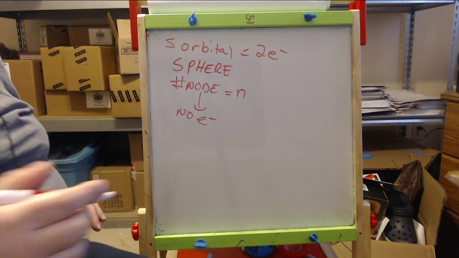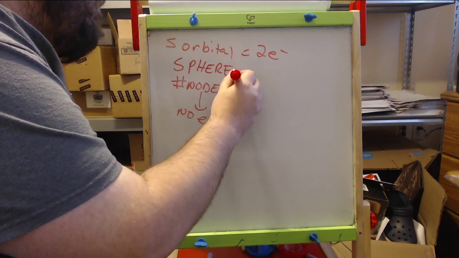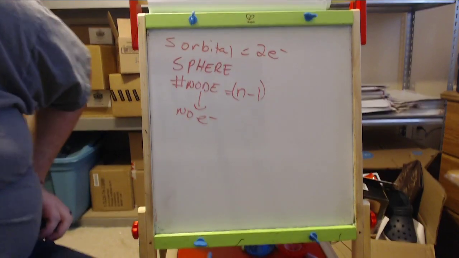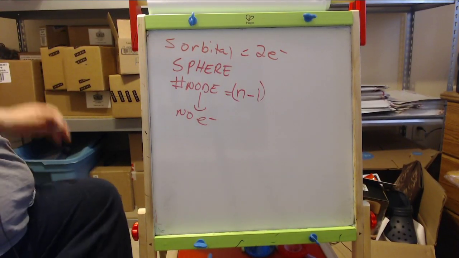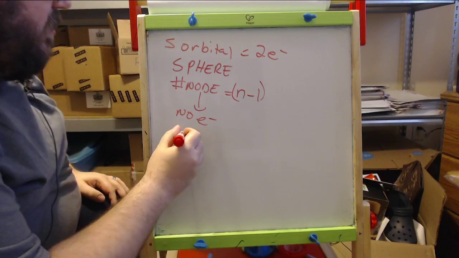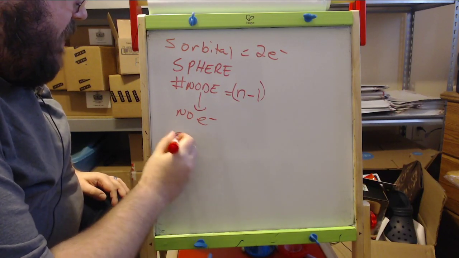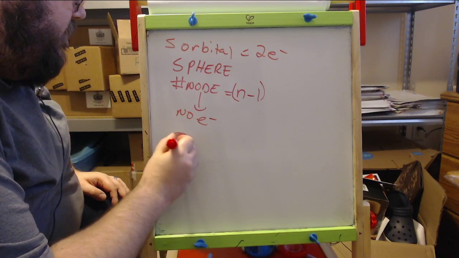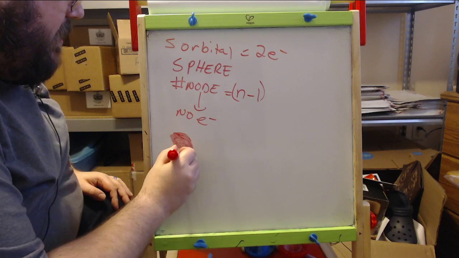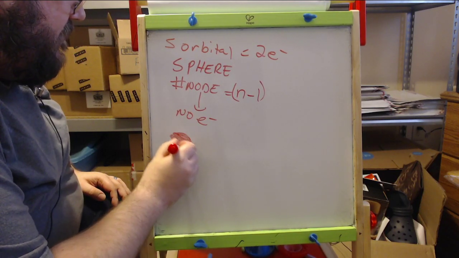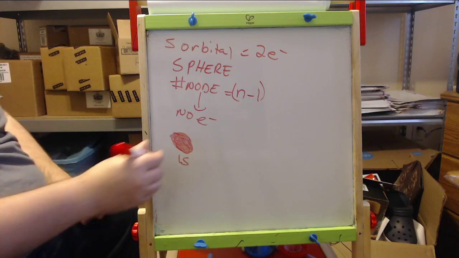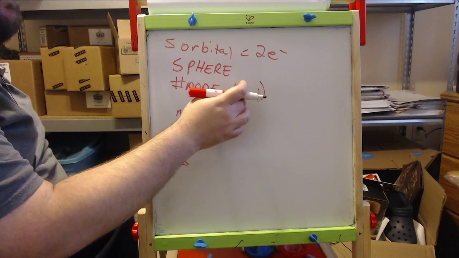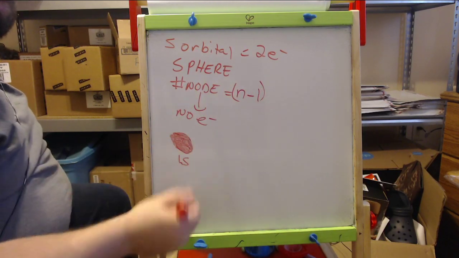The number of nodes depends on what level I'm on: n minus 1. So, if I were an electron sitting in the 1s, the 1s has no nodes. If I were looking at the probability density for the 1s orbital, it would look like this. It'd be all filled in, and again, it'd be a sphere, and I'd have 0 nodes, because the number of spots I would not find an electron would be, for the 1s, 1 minus 1.